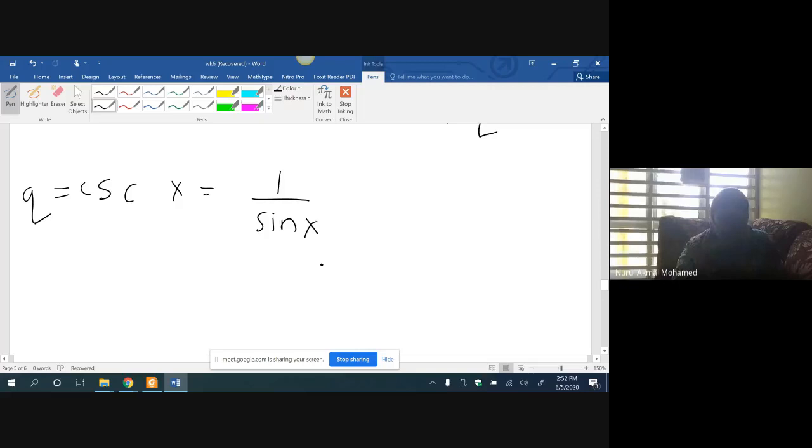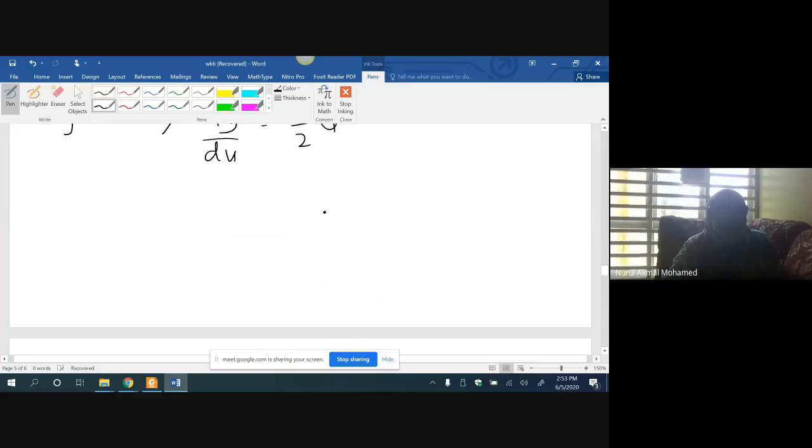We want to find the derivative of q with respect to x. So we want to find dq dx. How are you going to find this derivative? It must be from the quotient rule. So for the quotient rule, you represent u as the numerator and the denominator as v.